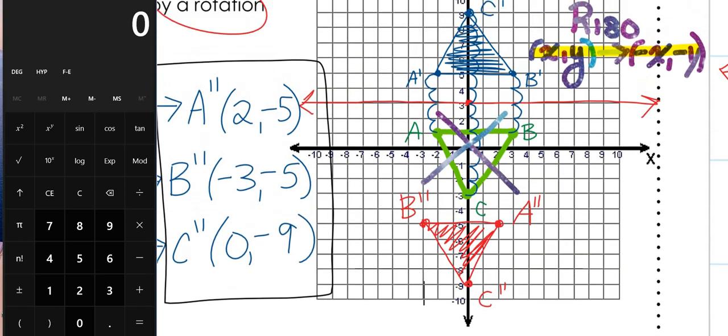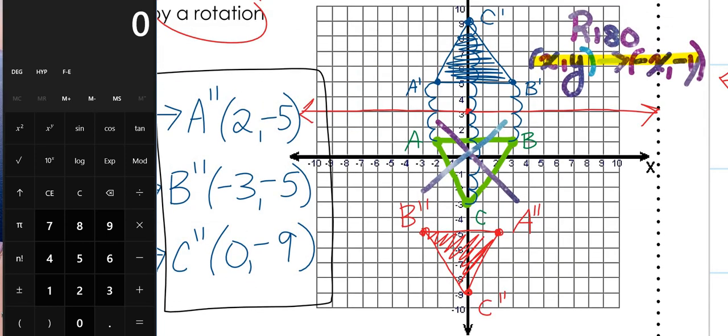And it should look like your figure rotated upside down. Okay, like we talked about before. It should look like it went upside down. And it does. C prime was facing up. Now C double prime is facing down. It does look like it rotated 180 degrees. Okay, and now we're done. Let's move on.